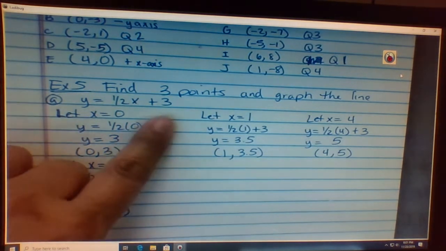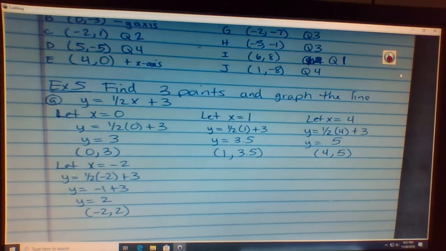Now, the instructions just had to find 3 points. That's it. You could have picked any 3 numbers for x in order for you to find your y.